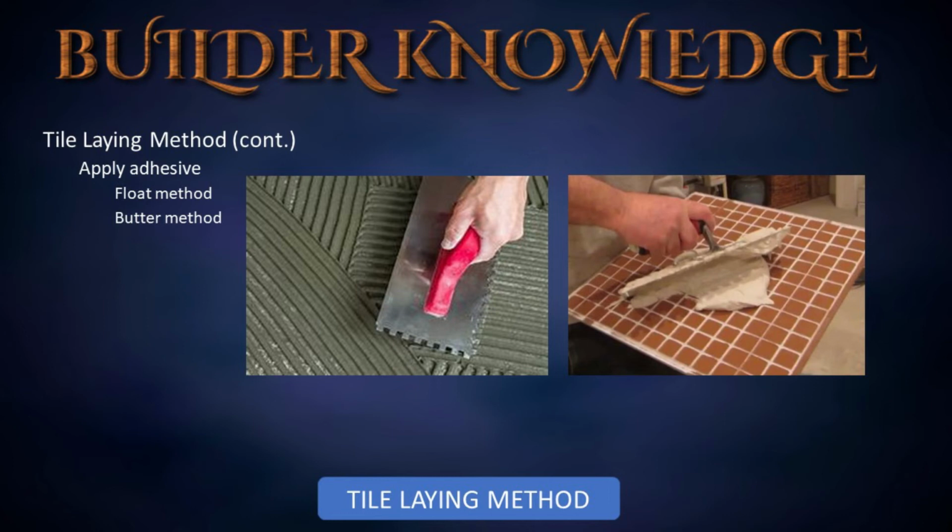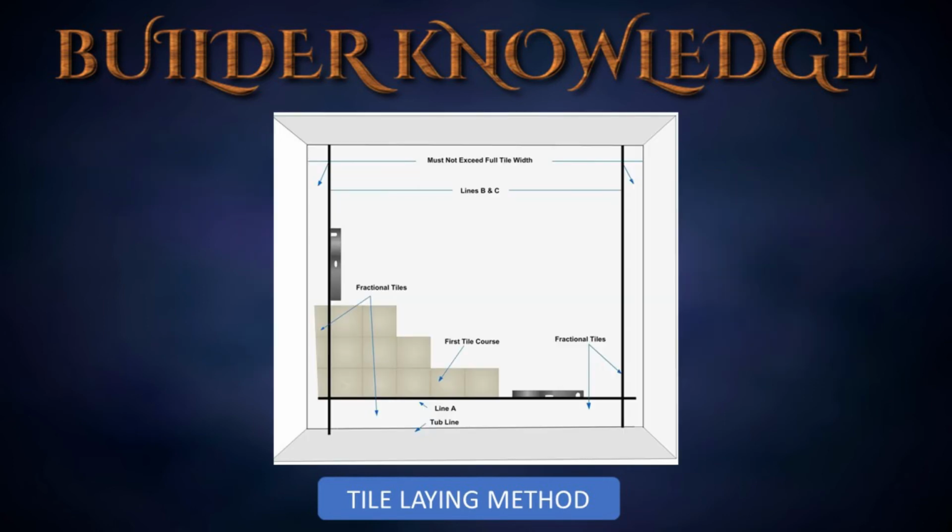Next is the butter method. Daub adhesive on the back of each tile. Use enough so that, when compressed, the adhesive forms a coating not less than 1/16 inch thick over 60% of the back of each tile. Now we move on to setting tiles.